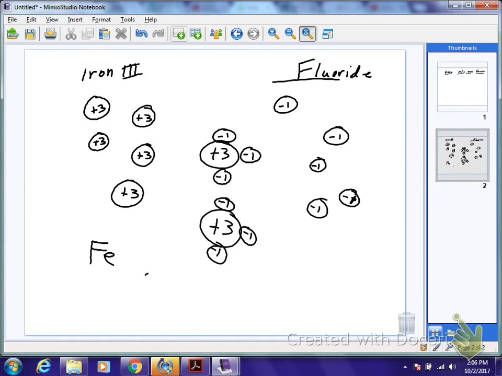Okay, so if I had to write the formula for this, what would the formula be when they get together? Fe, what? F, and is that it? Of course not. What is it? Fe, F. I'm going to put a 3 indicating how many of those -1s I had to use to balance out the +3. I have to use 3 of them to balance out the +3. Okay? Questions on that? So that's all we're doing.